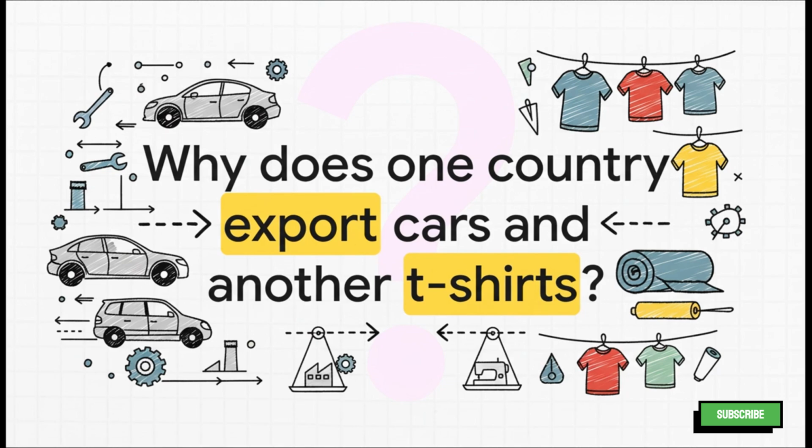The Heckscher Ohlin theory gives us a really powerful way to understand this, and it all boils down to a pretty simple idea. You match what a country has with what a product needs. So let's dive in and see how this all works.